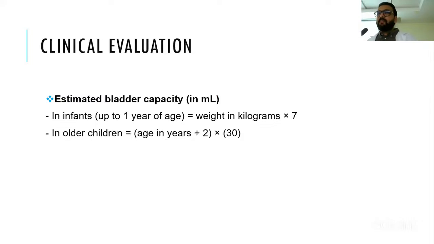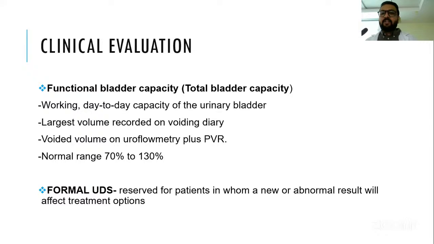To calculate the estimated bladder capacity in infants up to 1 year, it is weight into 7. And in older children, it is age in years into 30. The functional bladder capacity is the day-to-day working capacity of the bladder. It is the largest volume recording on the voiding diary or the voided volume on uroflowmetry plus the PVR. It ranges from 70 to 130%. And the formal UDS is reserved in whom the further testing will change the management.